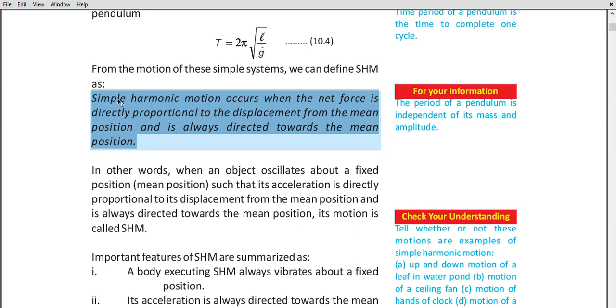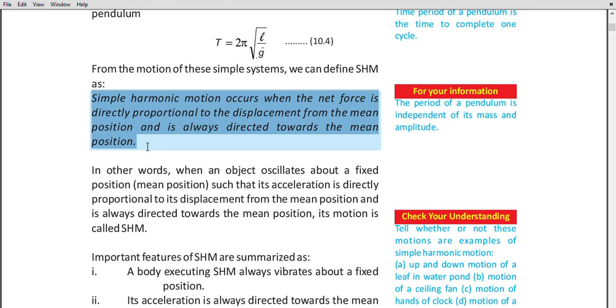So he said at the start that simple harmonic motion is a special form of vibratory motion. So why is it special? He says simple harmonic motion occurs when the net force is directly proportional to the displacement from the mean position and is always directed towards the mean position.